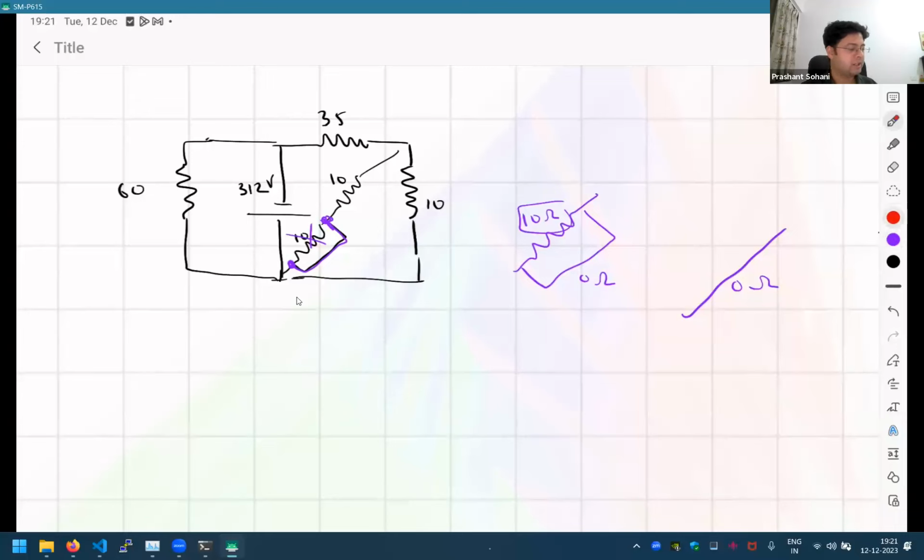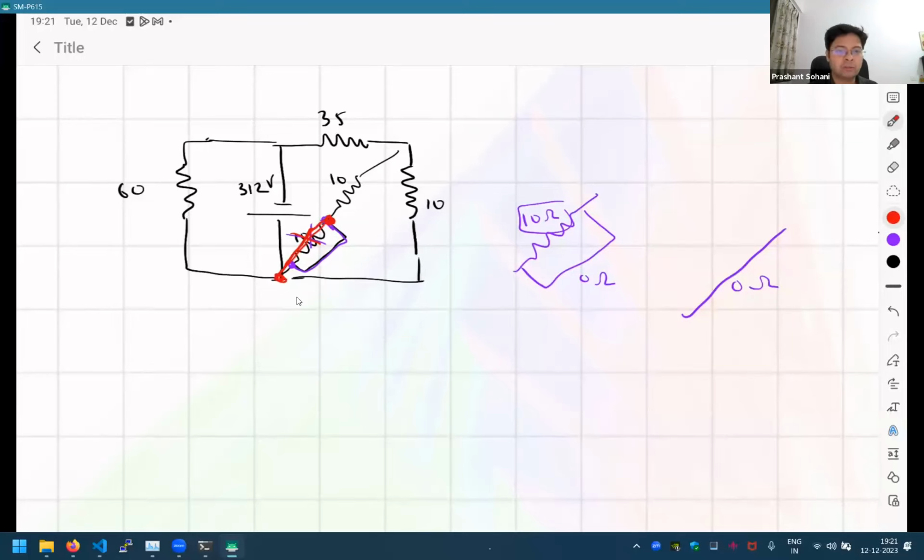Ideally you can draw a new picture, but that will take a lot of time, so here I'm just going to ignore it for now. Basically just think that this 10 ohm is not there. What that means is that this point is connected to this point directly, right? Like this. There is no resistance in between. Okay. So now if that one resistance went away, can we get rid of any other resistance?